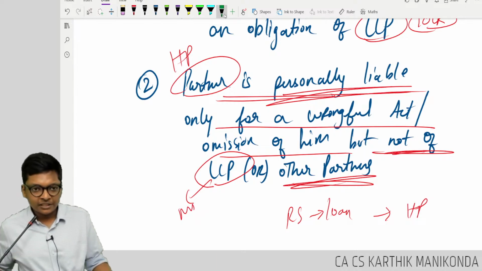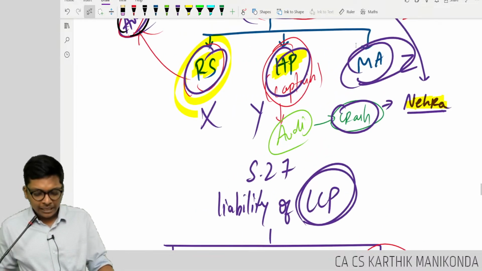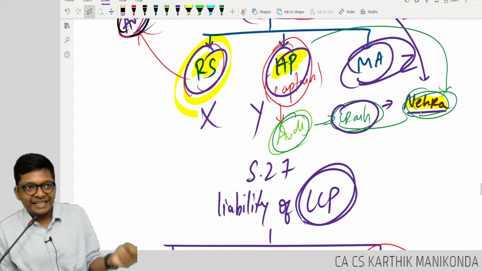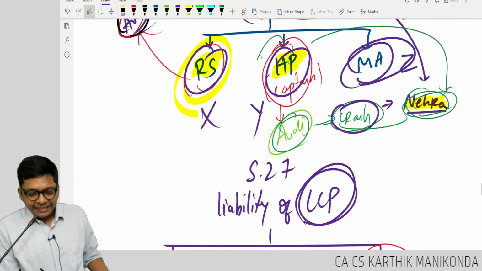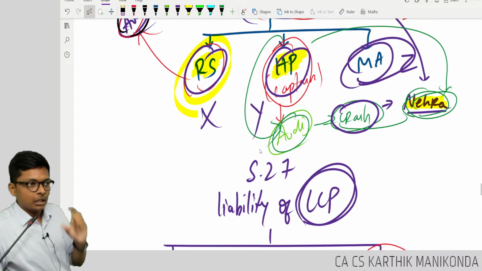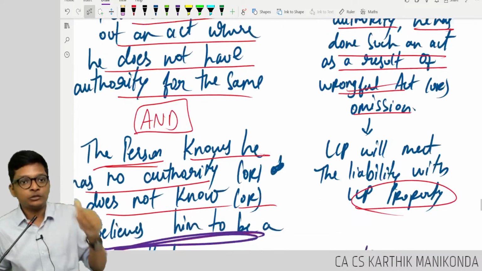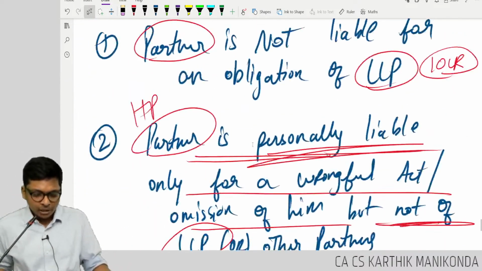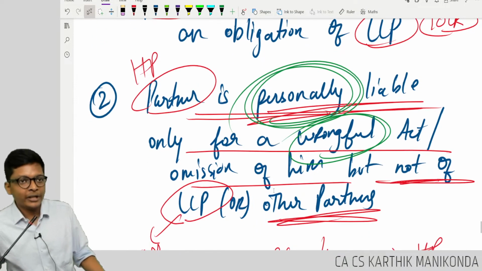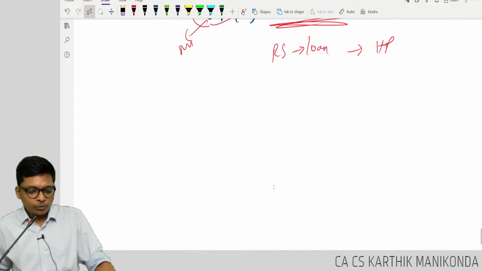That means, in other words, in the example where Hardik Pandya takes the Audi and crashes into Nehra, first LLP will compensate Nehra, then later they will recover from Hardik Pandya for his share, his percentage. Are you following, guys? Because if it's an intention, if it's a fraud, that's the point: personally liable for wrongful act of me. Easy or difficult? With this, the core provisions are done.